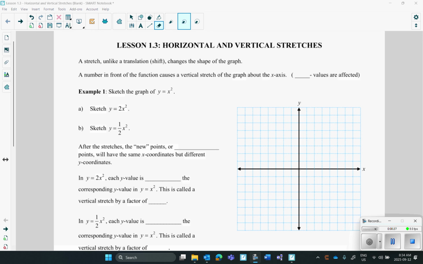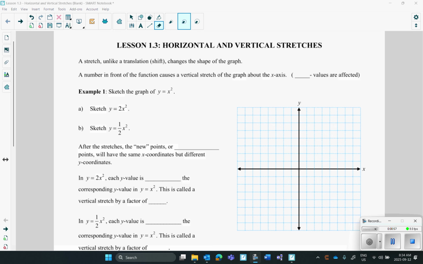So a stretch, unlike a translation, changes the shape of the graph. Remember, translation means shift. A shift just moves it, it keeps the same shape. But a stretch, depending on whether it's horizontal or vertical, will change the shape. Now a vertical stretch, what we do is we take the shape and anything on the x-axis stays there because we stretch it from the x-axis.